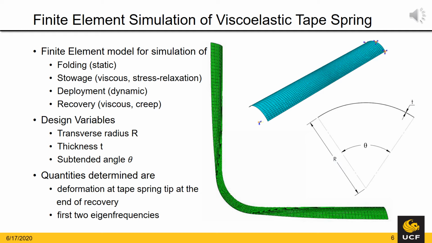In this scenario, the three design variables are the transverse radius r, the thickness of the cross-section t, and the subtended angle theta. They are further illustrated in the figure on the right-hand side. The two quantities extracted from the structural simulations are the tip deformation after 23 days of recovery and the first two eigenfrequencies. The eigenfrequencies, however, proved to be well above 15 Hz for all design points and were dropped at this point, since typical requirements for the eigenfrequencies of space structures are above 1 Hz. For further details on this modeling approach, I would like to refer you to our paper or the references provided here and in the paper.